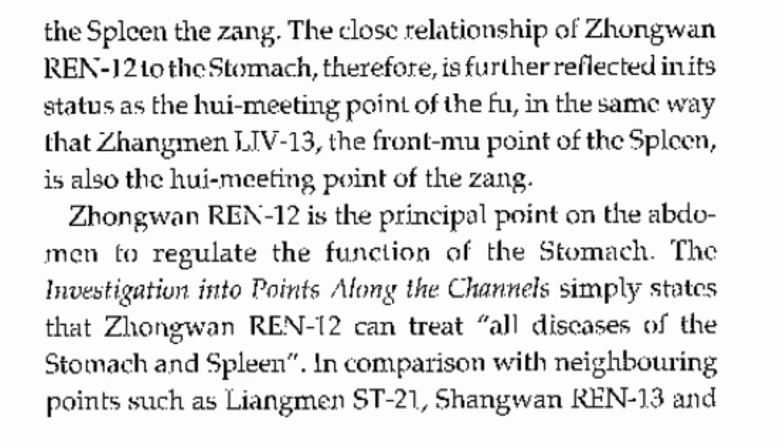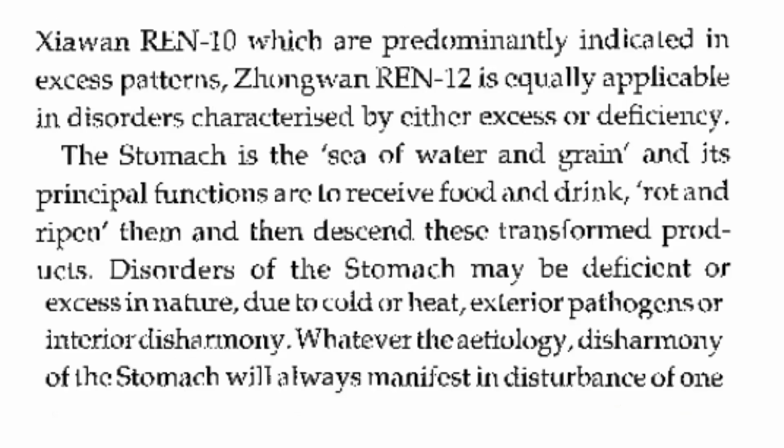REN 12 is the principal point on the abdomen to regulate function of the stomach. The Investigation into Points along the Channel simply states that REN 12 can treat all diseases of the stomach and spleen. In comparison with neighboring points, such as Stomach 21, REN 13, and REN 10, which are predominantly indicated in excess patterns, REN 12 is equally applicable in disorders characterized by either excess or deficiency.